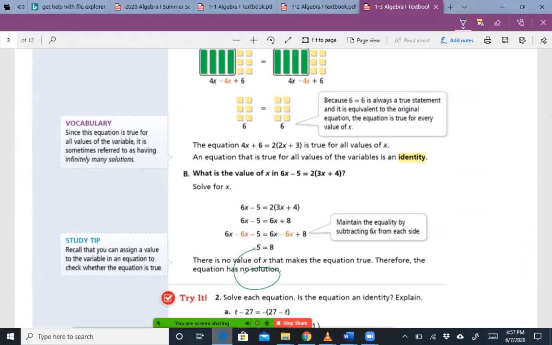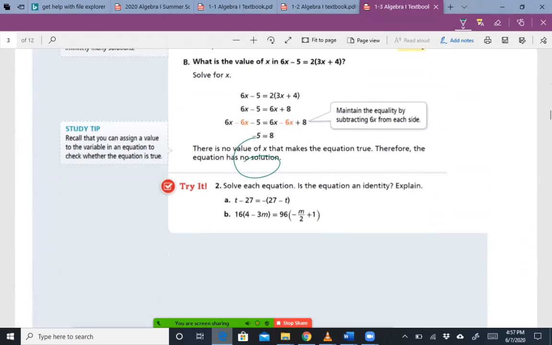Really important, okay? So here we go. Easy peasy lemon squeezy. I'm going to distribute the negative next to these. t minus 27 is equal to negative 27 plus t. Okay, I subtract the t's. I get negative 27 equals negative 27. This is all real numbers.